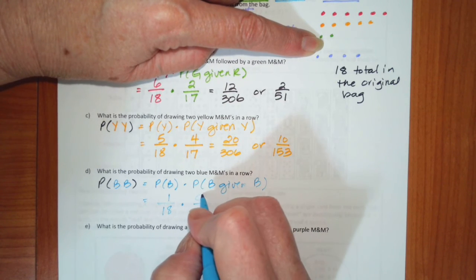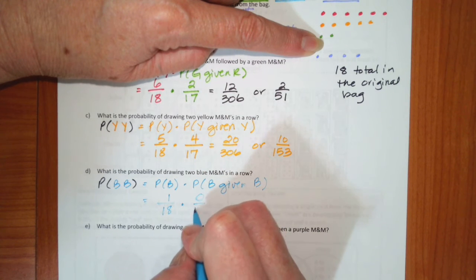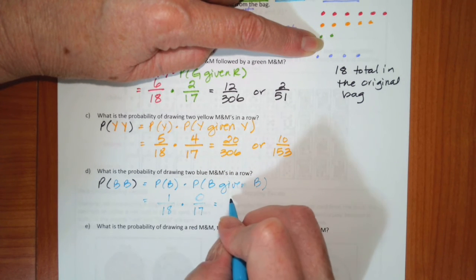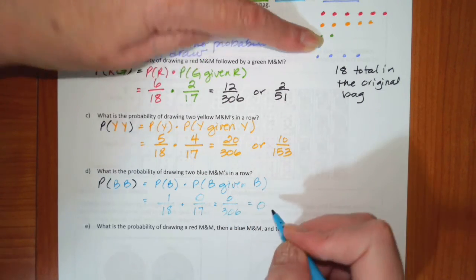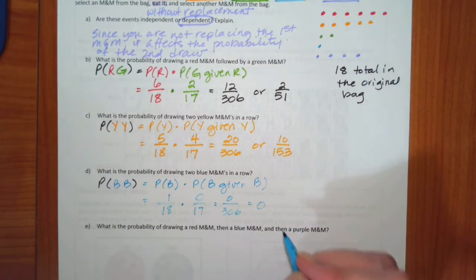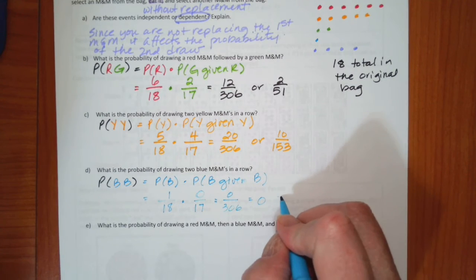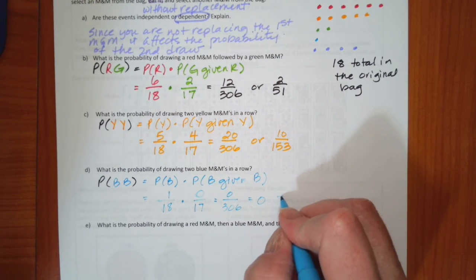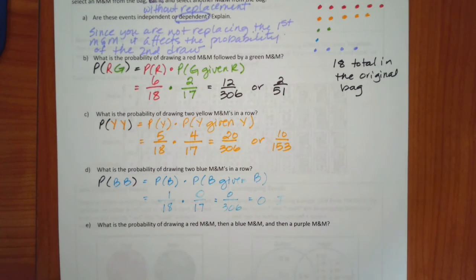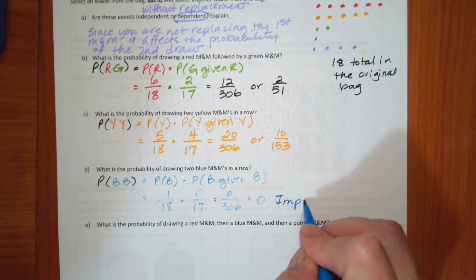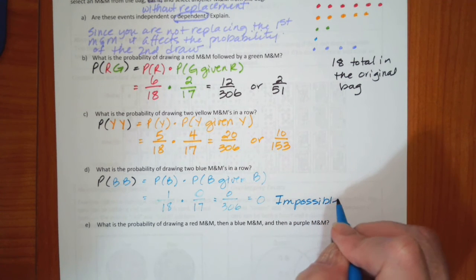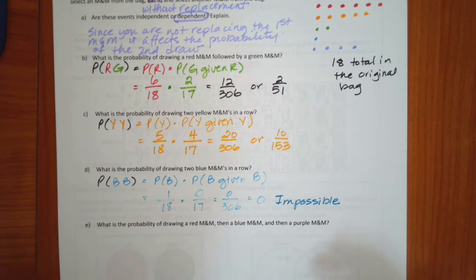So now the probability of getting another blue is 0. There are none left out of the 17 remaining, which is 0 over 306, which is 0. Now remember, a probability of 0 means it is not possible. Oh, my blue pooped. I hate it when that happens. This is impossible. And that is what a probability of 0 means.